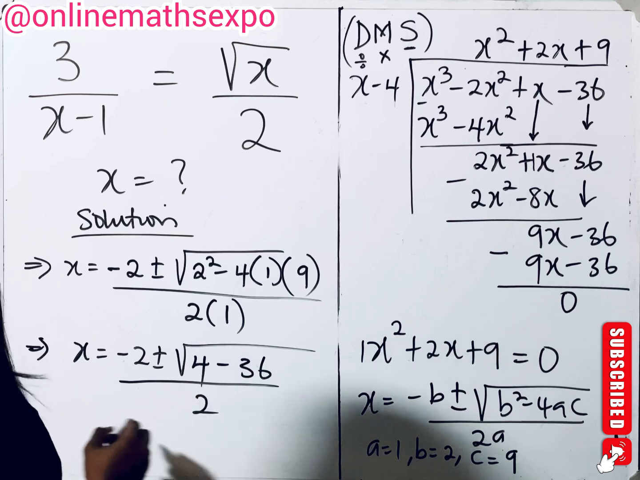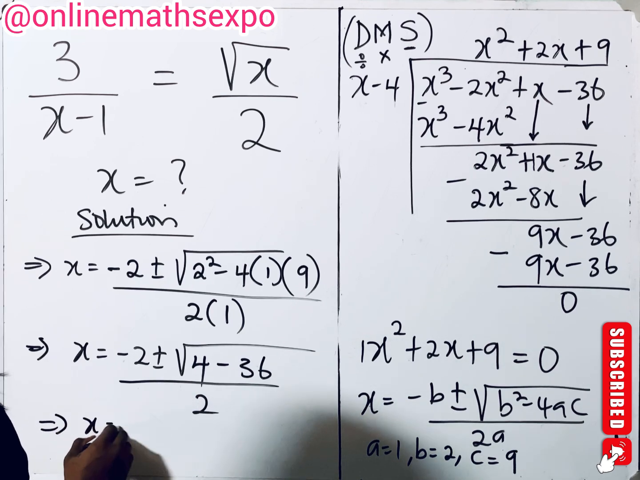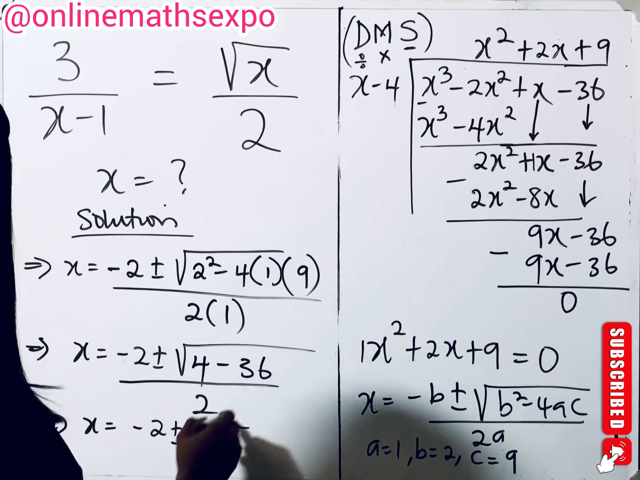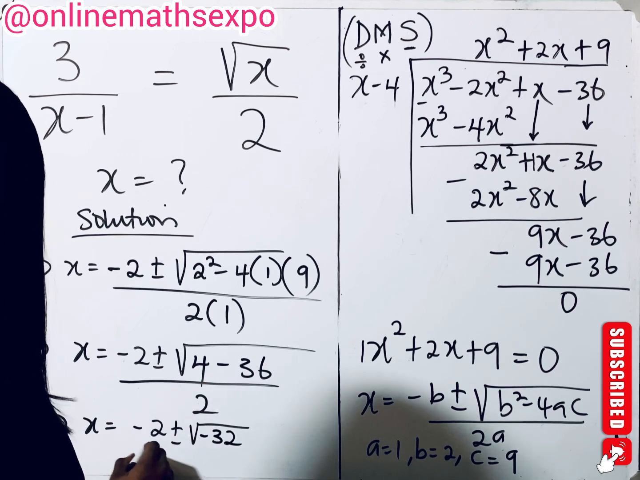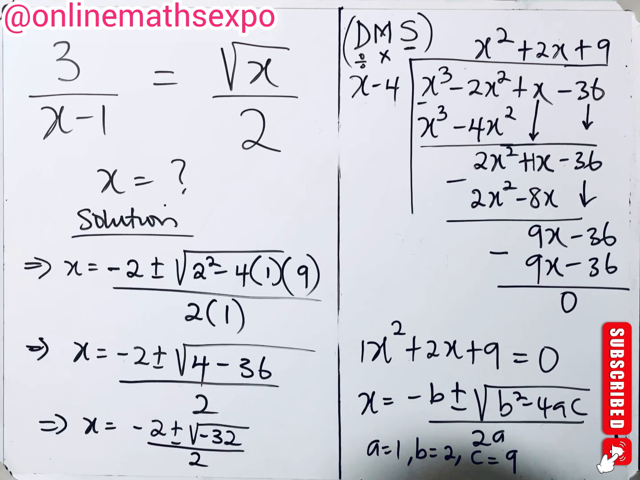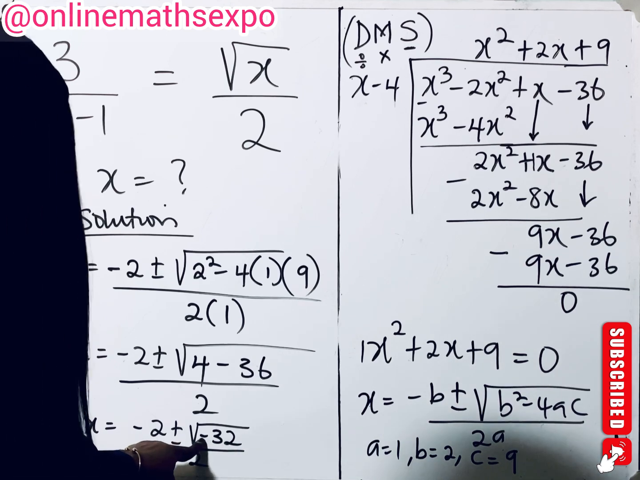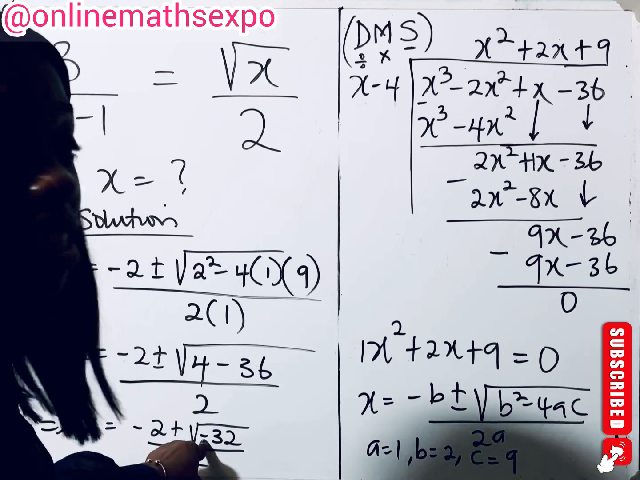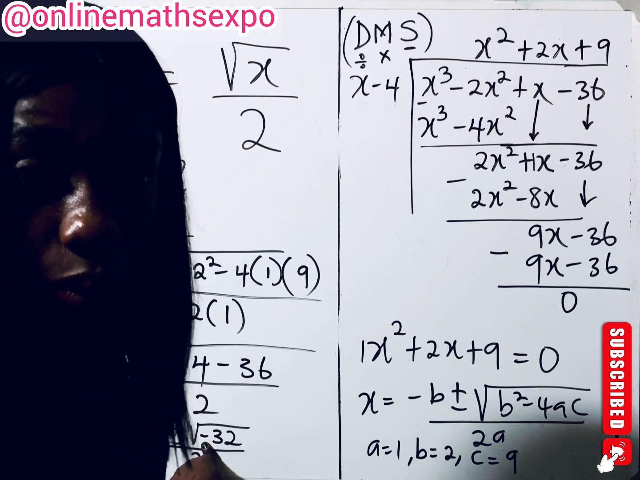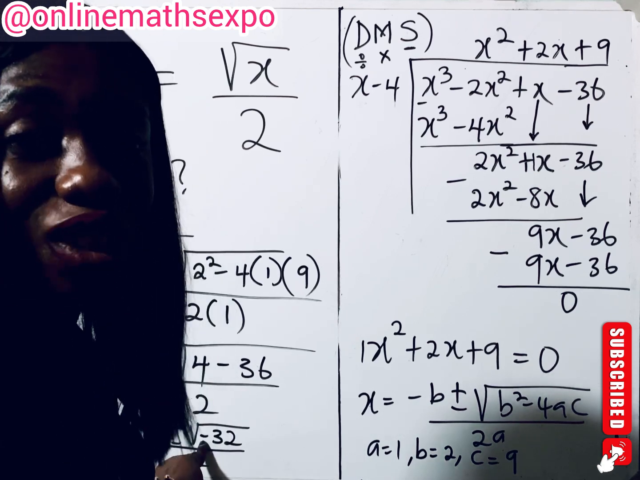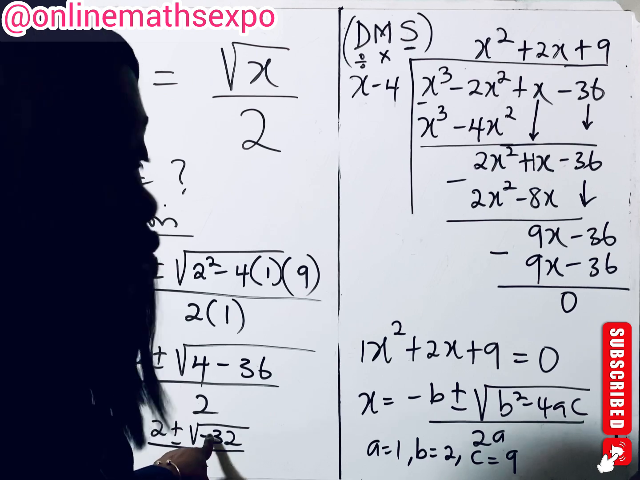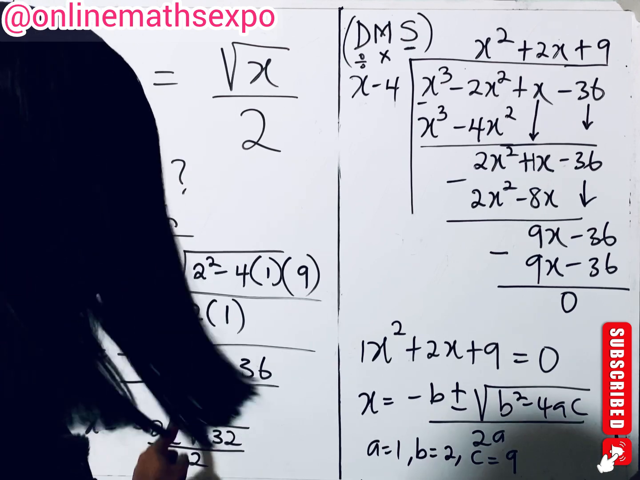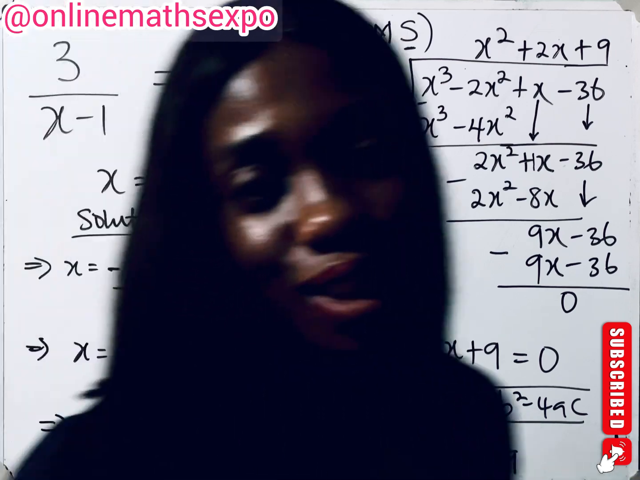So we simplify. This gives us x is equal to negative 2 plus or minus the square root of, subtract this, it gives us negative 32, all over 2. Now you observe that we have found a negative sign inside the square root. Each time you have this, it means your solution is leading to a complex solution, meaning it cannot be found on a number line. No square root of a negative can be found on a number line. So let's solve this using the knowledge of complex numbers.